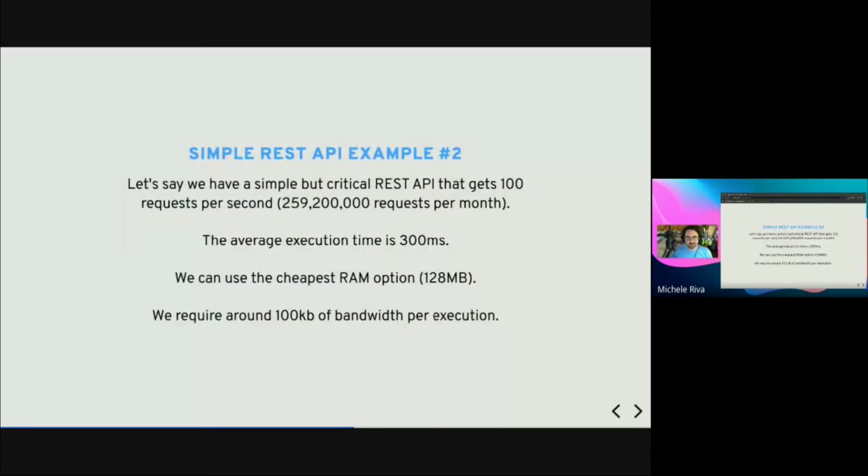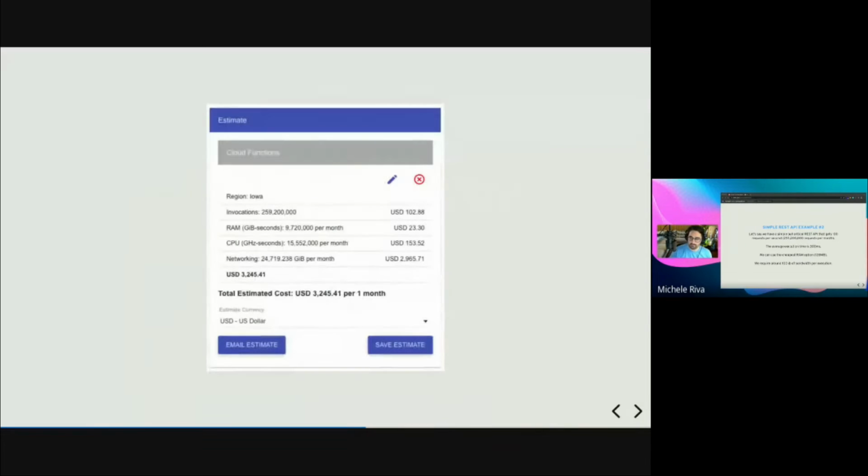And what if we are lucky and our user base grows and we get from 50 requests per second to a constant 100 requests per second, meaning 259,200,000 requests per month. So we are doubling the requests per month we get. We go up to $3,245 every single month. So my point is, are you sure that serverless computing is really cheaper?